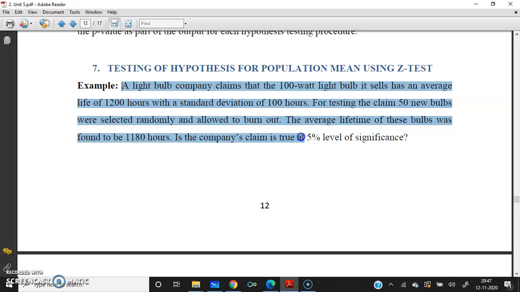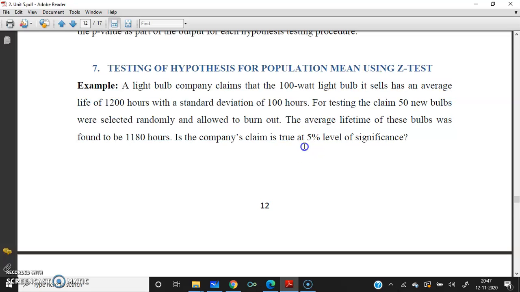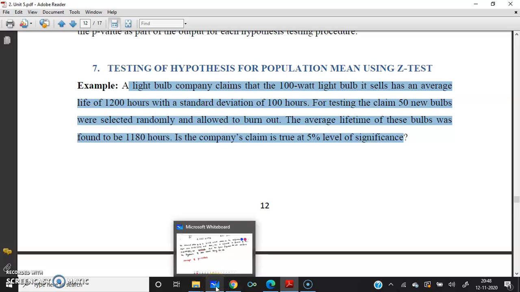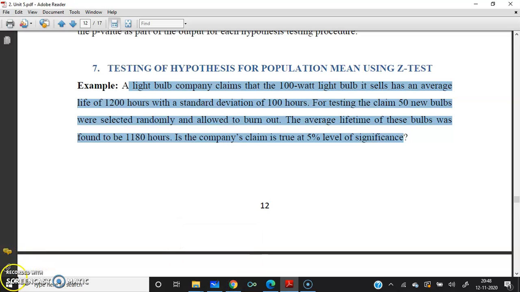It was found that the bulbs lasted 1180 hours, which is lesser than our claim of 1200. Is the company's claim true at the 5% level of significance? We are going to say whether it is true or reject it. We'll be solving the sum in the next class.